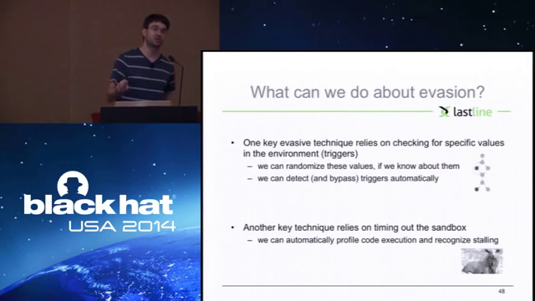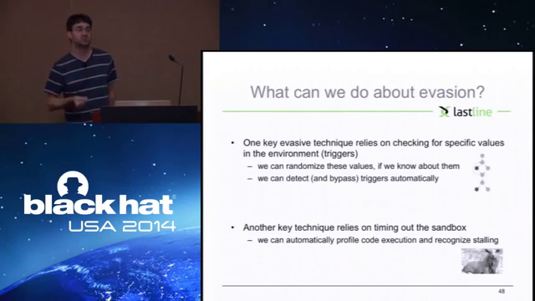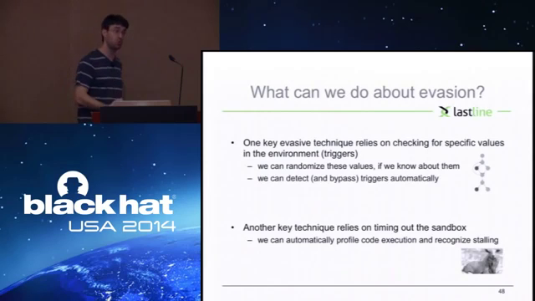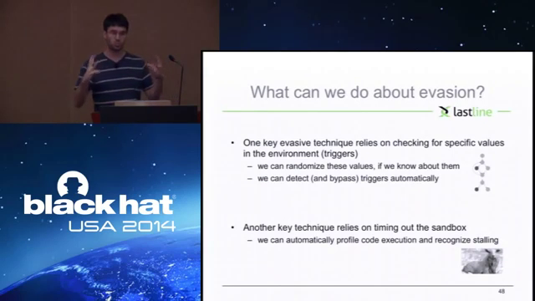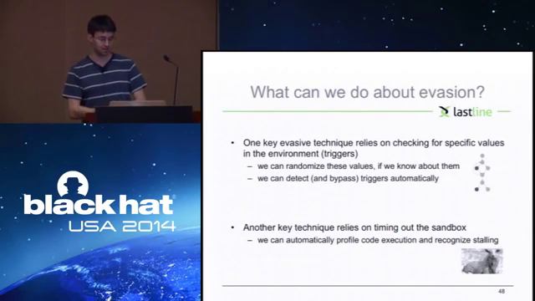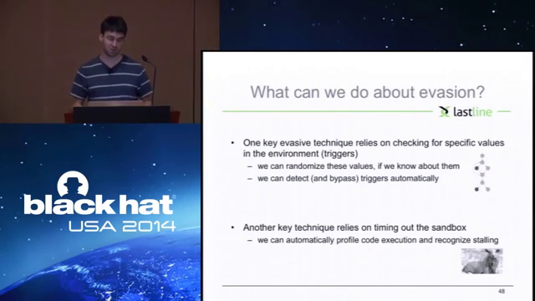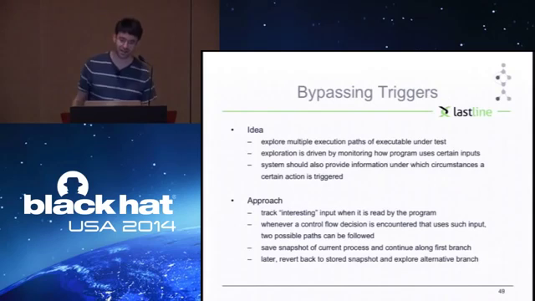And then there's another problem, that of the stalling loops. It's different because there are no checks. But the question again is, can we leverage deep insight into the execution of a program to actually recognize potential stalling and maybe skip it or accelerate it? So these are the two problems I want to use my last 10 plus minutes to talk about. All right, so first, bypassing triggers.